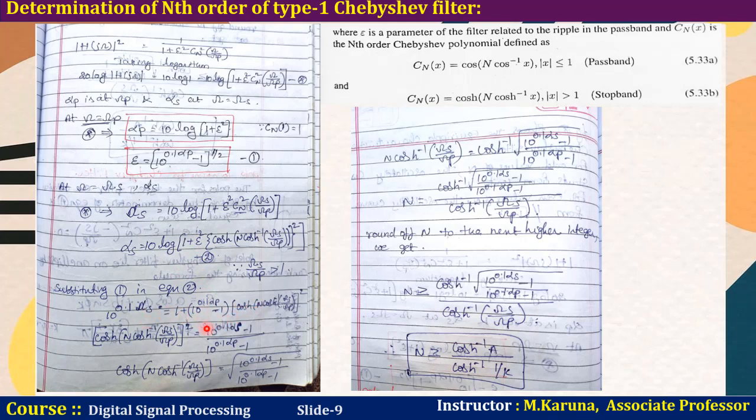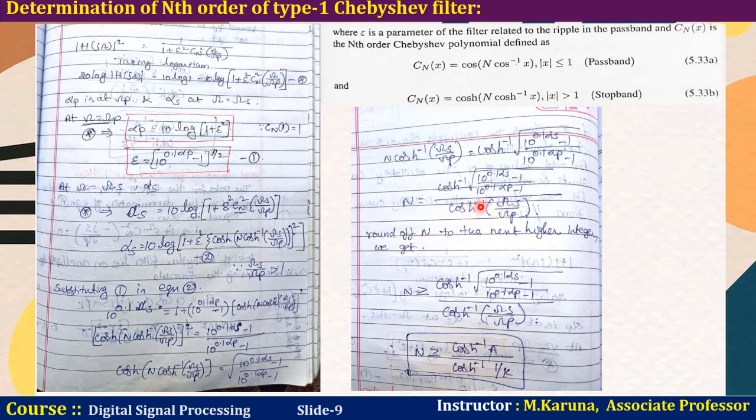From this equation, bringing the 1 to the left side, we get minus 1. So 10^(0.1 alpha s) minus 1 by 10^(0.1 alpha p) minus 1. From this we can write it like this: n cosh inverse omega s by omega p equal to cosh inverse root over (10^(0.1 alpha s) minus 1) by (10^(0.1 alpha p) minus 1). From this equation we can find the value of n. So this is the order of the type 1 Chebyshev filter.